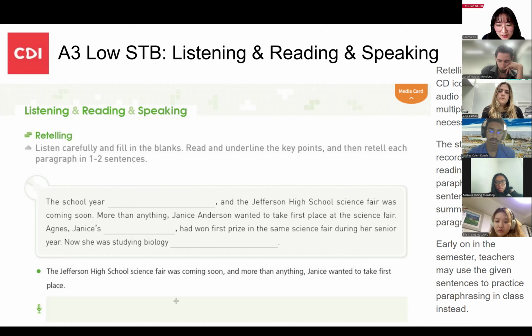And then also, it could be hard to digest, right? So it's a whole paragraph. If you feel like it's necessary, I would use maybe just one sentence and practice paraphrasing that one sentence with your students. And then as the semester progresses, maybe they can get to the point where they can paraphrase the entire paragraph. I know there are a couple of these. There's not just one. I think there are two or three on this page. So that's something to consider as well.